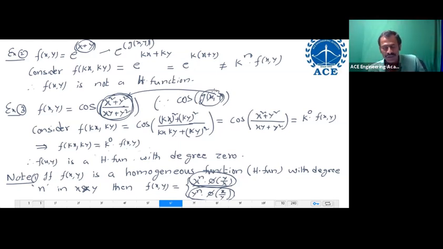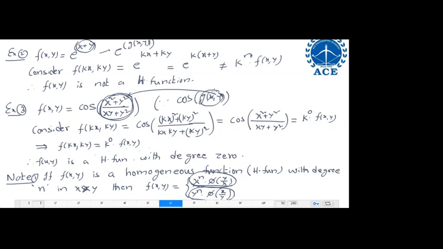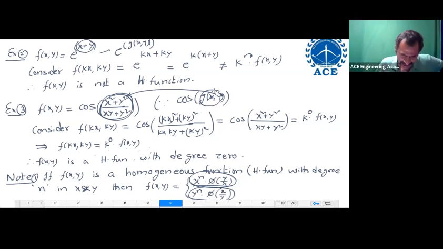Like the first example, if you replace x with kx and y with ky, in the numerator we get k square x square plus k square y square, and in the denominator k square xy plus k square y square. In every term, k square will get cancelled. So the inner function is a homogeneous function with degree 0. Correct? Yes, sir. That is by procedure, sir. But by seeing, you said we can determine directly. Without checking like this, just observe.